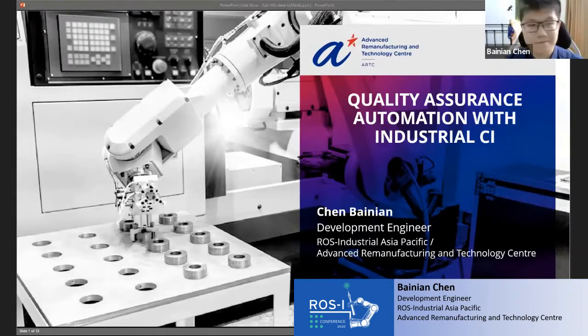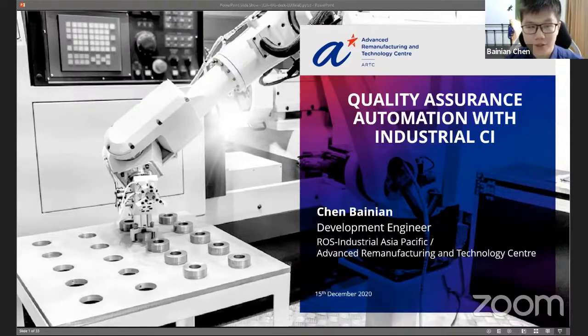Hi, good morning, everyone. Thanks for joining this year's ROS-Industrial Europe Conference. I'm Chen Bainian. I'm a development engineer in the Advanced Remanufacturing and Technology Center under A*STAR Singapore. We're also the Asia Pacific region's ROS-Industrial Consortium. Today, I would like to share with you about quality assurance automation with industrial CI.